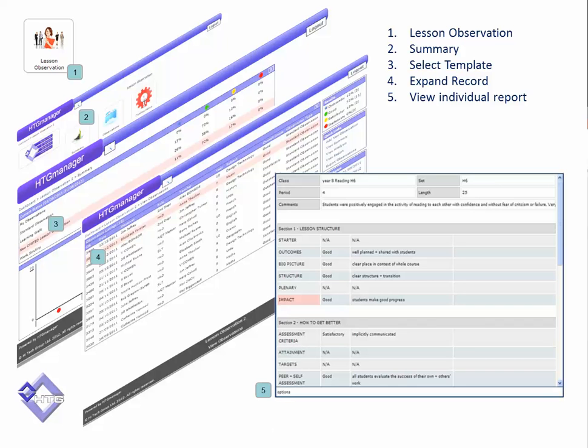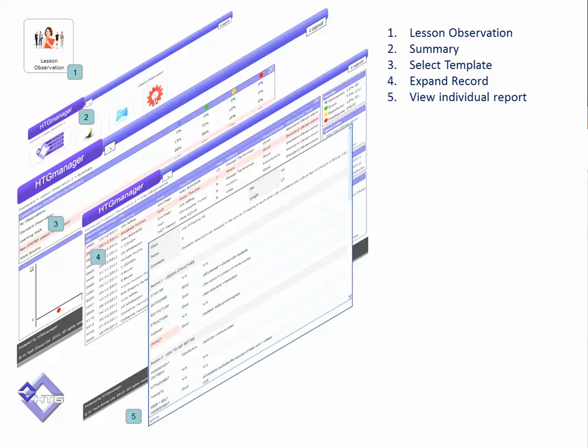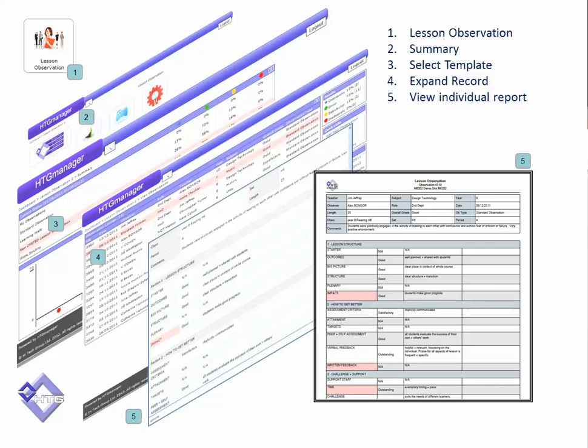In the bottom left hand corner, clicking the Options button will give you the ability to produce a hard copy individual report of that observation. Alternatively, you can produce a PDF document that can be attached to an email and sent to the teacher concerned.